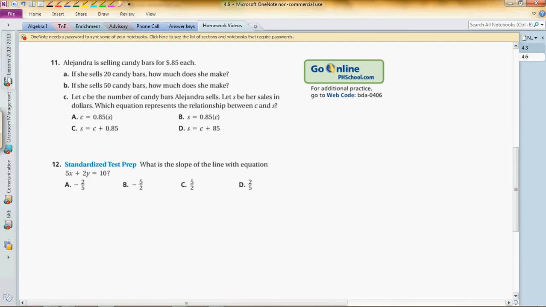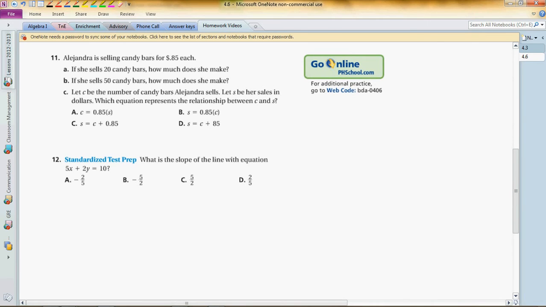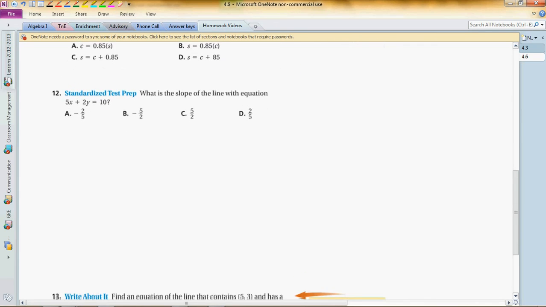Problem number 11. Alejandra is selling candy bars at 85 cents each. If she sells 20 candy bars, how much does she make? It's just common sense. This is not a tricky problem. Part B is the same, and part C, I want you to generalize. What's the rule? So part A and part B, I want you to find the rule. What's the relationship between the price of candy and the number of candy bars? And how can we generalize that, and how can we set up the equation? So that's problem number 11.